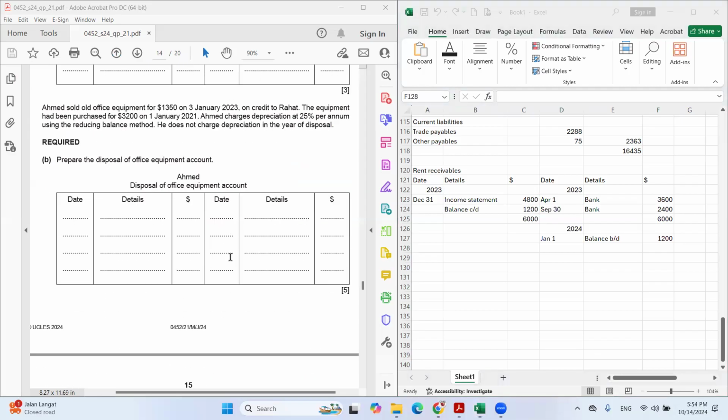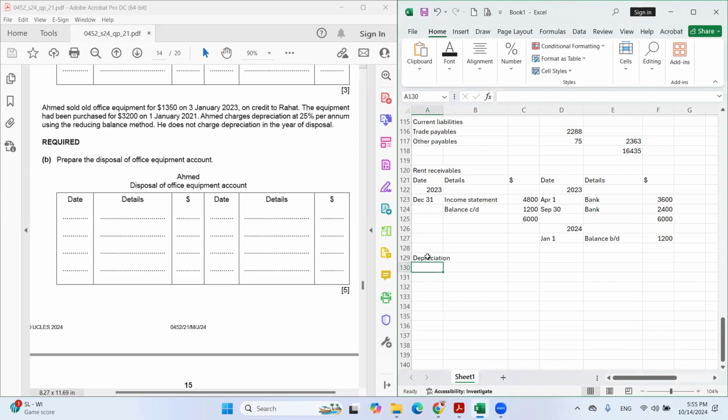Next is B. Ahmad sold all office equipment for 1,350 on 3rd Jan on credit to Rahat. The equipment had been purchased for 3,200 on 1st Jan 2021. Ahmad charged depreciation of 25% using the reducing balance method. He does not charge depreciation in the year of disposal. So we calculate this depreciation amount first. Depreciation.